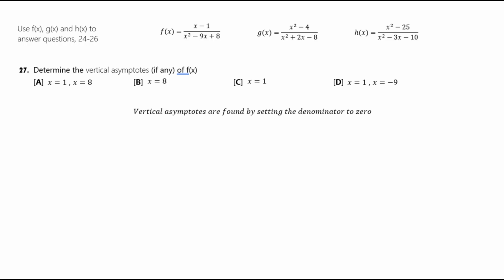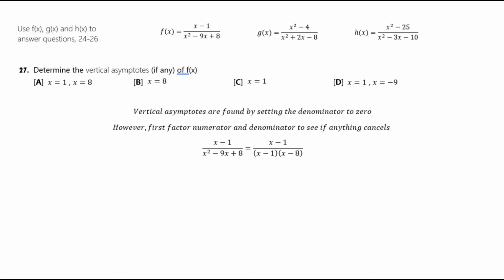Remember that to find the vertical asymptote, you need to set the denominator to 0. However, you also have to be careful to make sure that the denominator doesn't cancel out with anything in the numerator. So what we're going to do is first factor the numerator and denominator separately to see if anything cancels. This is one of those tricky questions.